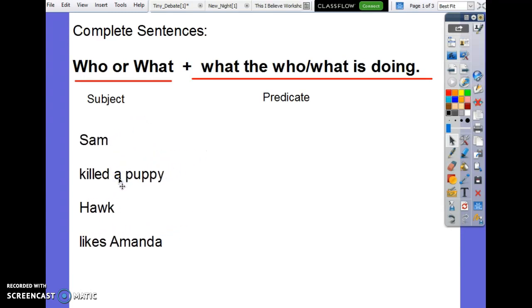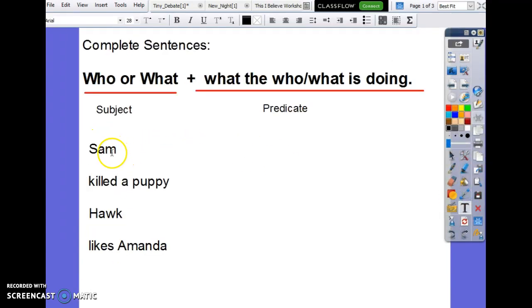So is Sam killing a puppy? That's an option. Maybe it's better to say that Sam likes Amanda. So you've got to have your subject and then you've got to have your predicate. Sam, that's the who or the what.